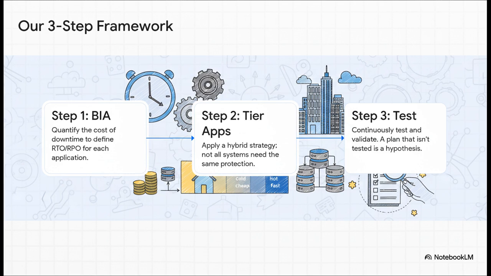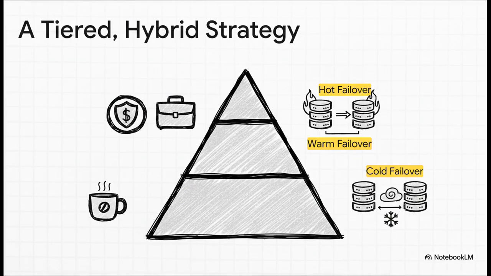Step 2, tier your applications. This is huge. We applied a hybrid strategy because, let's be honest, not every system needs the same gold-plated protection. And step 3, and this one is absolutely non-negotiable, we have to continuously test and validate. A plan that you haven't tested isn't a plan, it's just a hypothesis. This idea of a tiered hybrid strategy is how we win. It's how we stay resilient without breaking the bank.